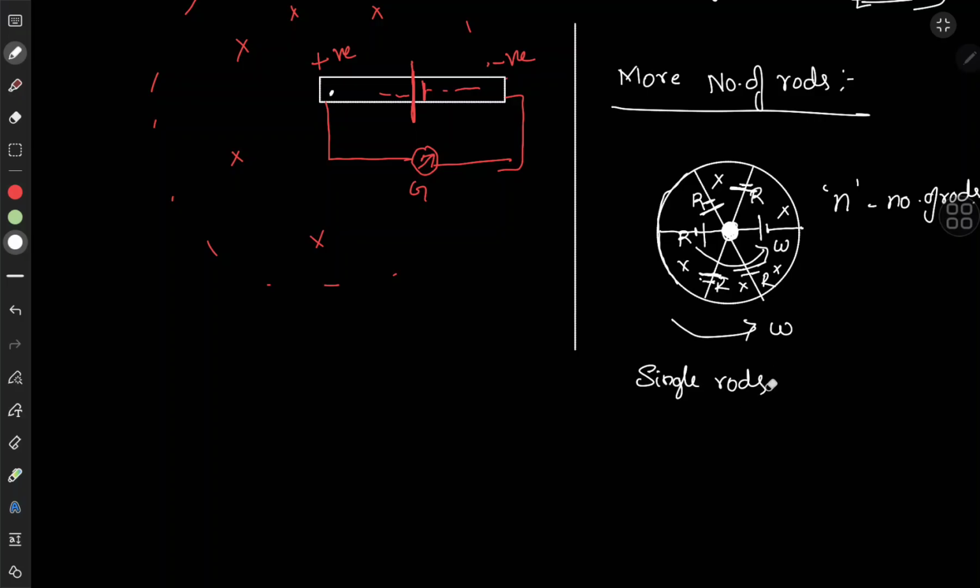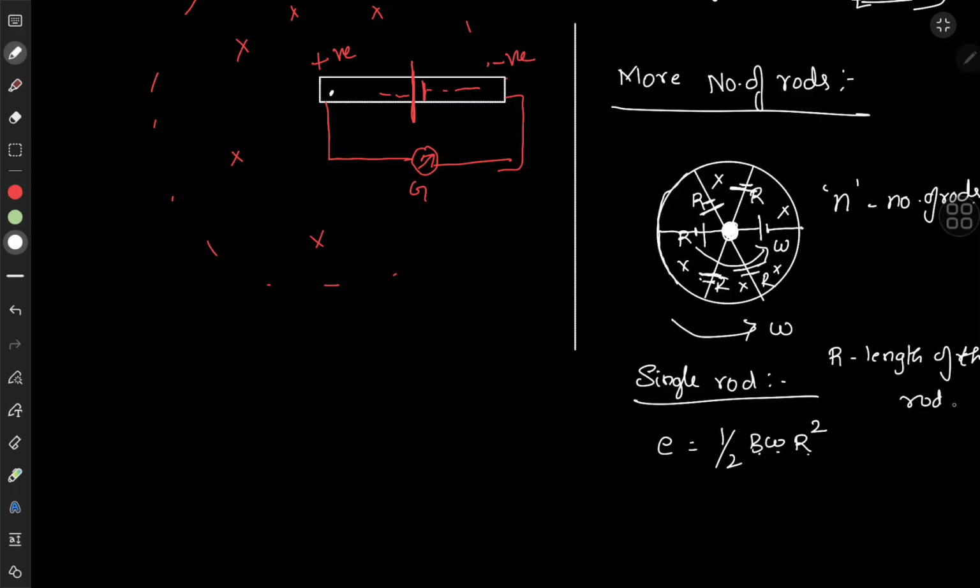then what can we write? We can write the induced EMF from a single rod as E is equal to half into B omega. What is the length here? The length of the rod is the same as the radius. So that means E is equal to half into B into omega into R square, where R is the length of the rod.